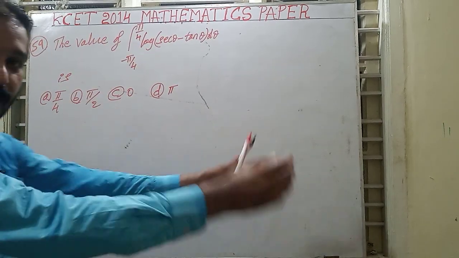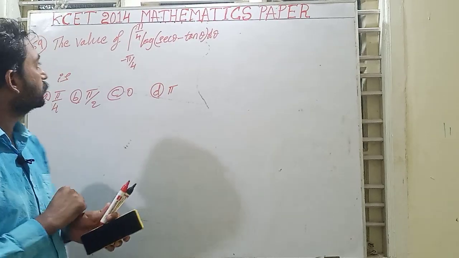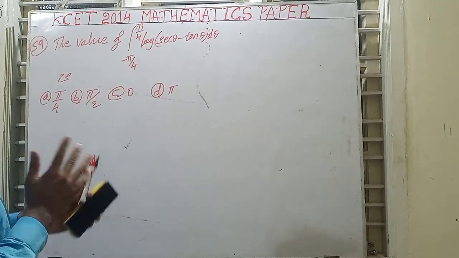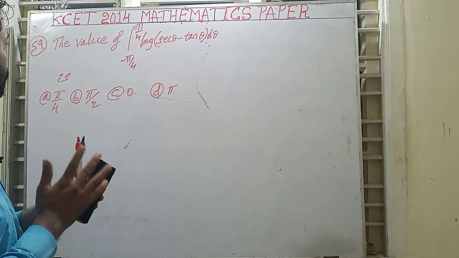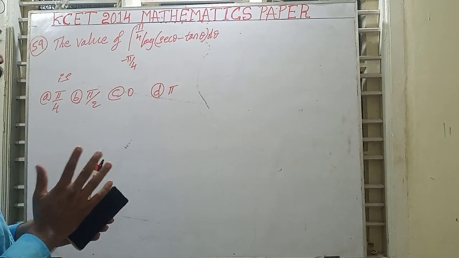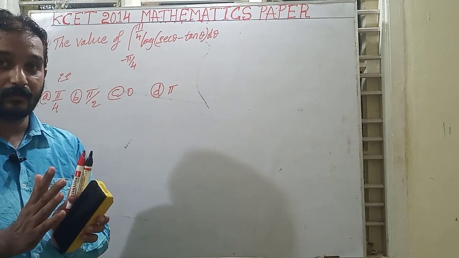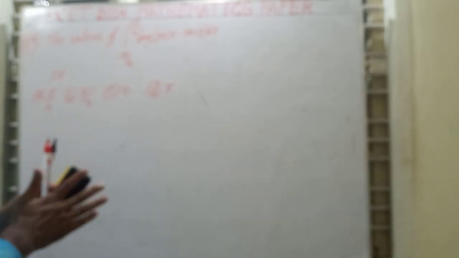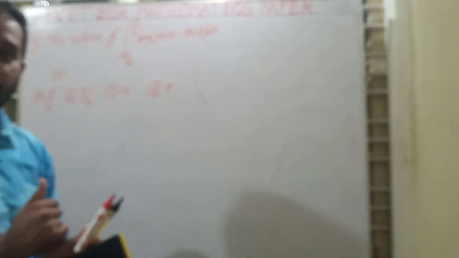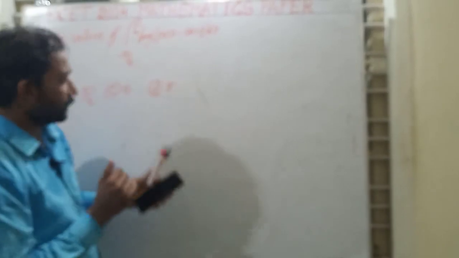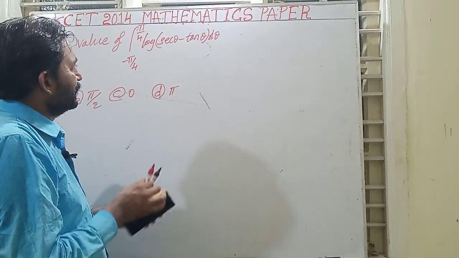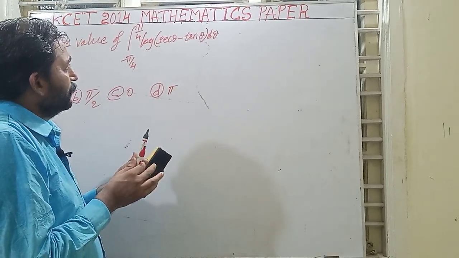So now let us move on to the next question, question number 59. Usually KCET has 4 to 6 questions on the basic integration chapter. Okay, so this is the second question on the integration chapter, particularly definite integration, particularly properties of definite integration. So this depends on properties of definite integration. Very easy problem, but a very tricky question.